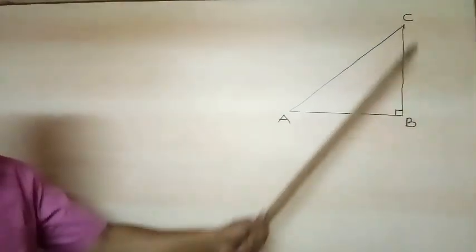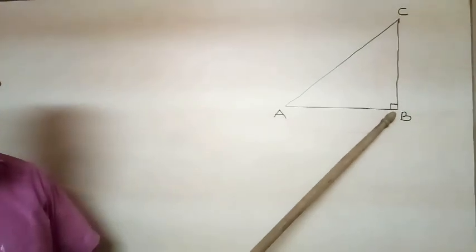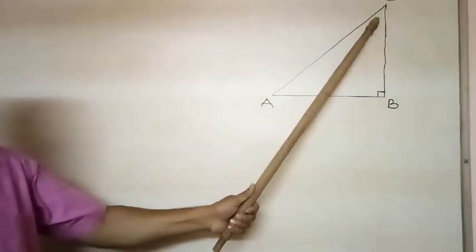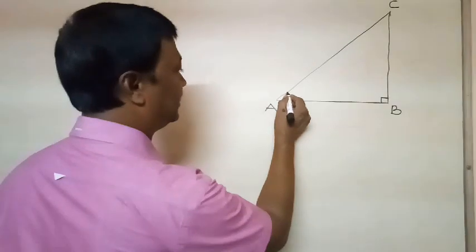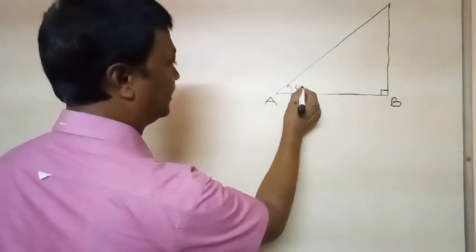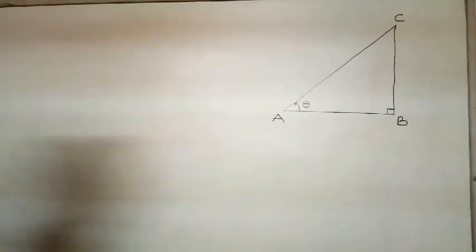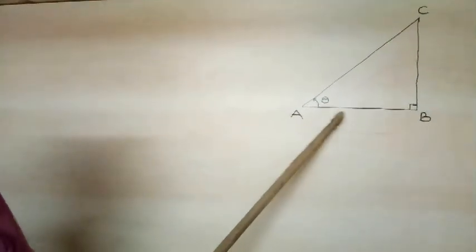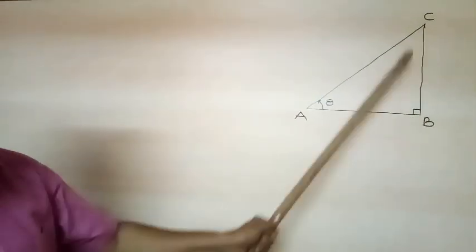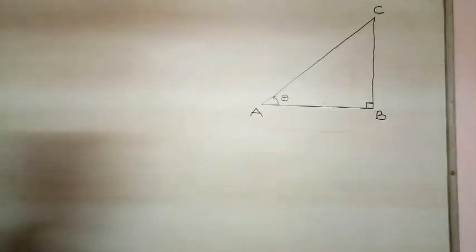Here, first consider triangle ABC. Let this be a right angle. We have remaining two angles. Suppose this is an angle theta. Here in this we have three sides, AB, BC and AC or CA.